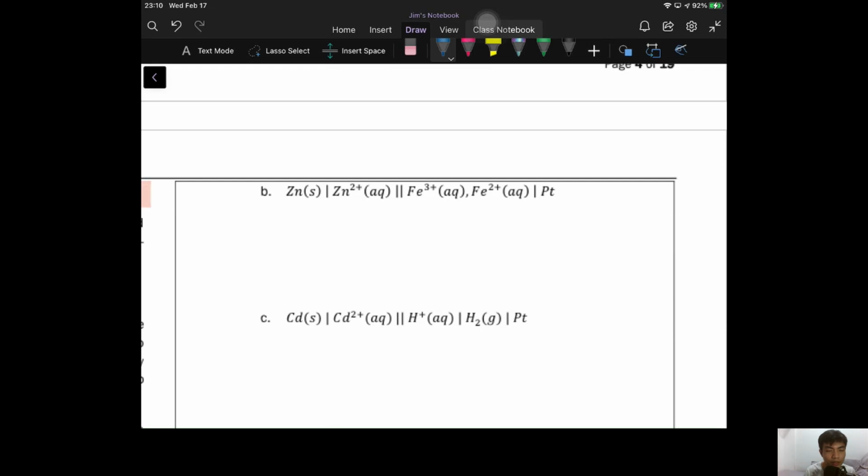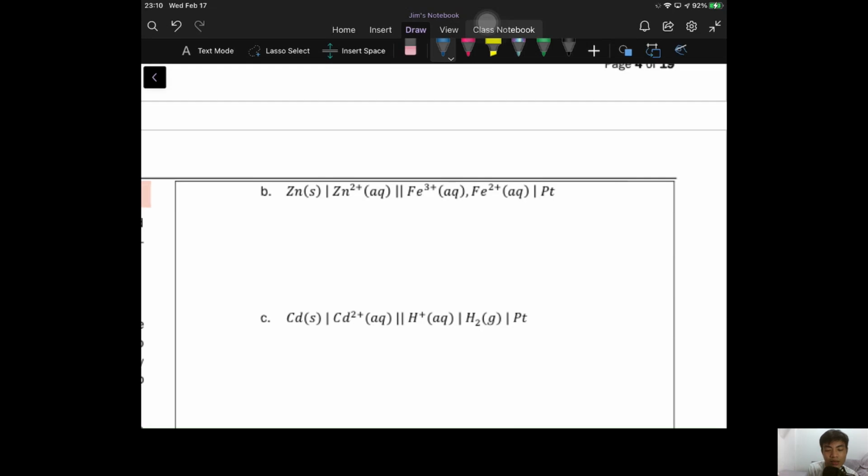Let's try this one. Letter B. Zinc, solid. So zinc metal, single line, zinc 2 plus, double line, Fe3 plus, comma, Fe2 plus, single line, Pt. Okay. So ano yung weird dito? Yung comma. Okay. So kapag comma, ibig sabihin yan, walang metal. Okay. So walang metal sa case na to sa right side, no? Walang metal sa cathode. Okay. So bakit comma, no?